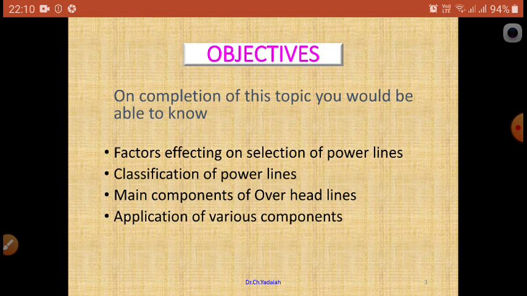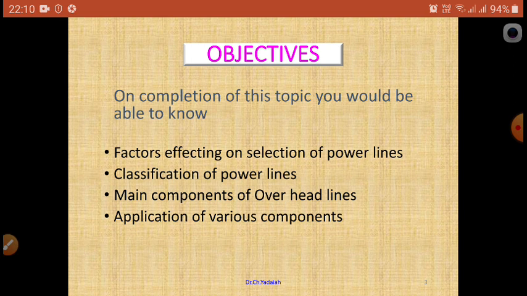Now let us see what is the need to learn here. First we have seen the factors affecting selection of power lines. The power lines, that is the transmission lines or distribution lines. Before erecting these transmission lines, what are the factors we have to consider? We have to consider the main factors, such as the length of the line first of all.